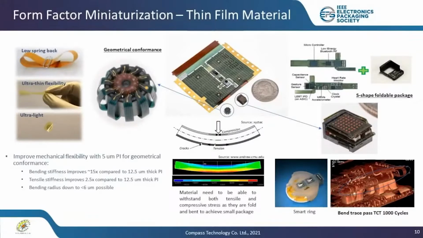Another aspect of miniaturization of flexible electronics is to utilize thin gauge materials along with careful selection of material constructions. As we can see from this picture, the thin film dielectric can be 5 microns thick, which allows the flex to fold in a small radius in order to provide better geometric conformance.